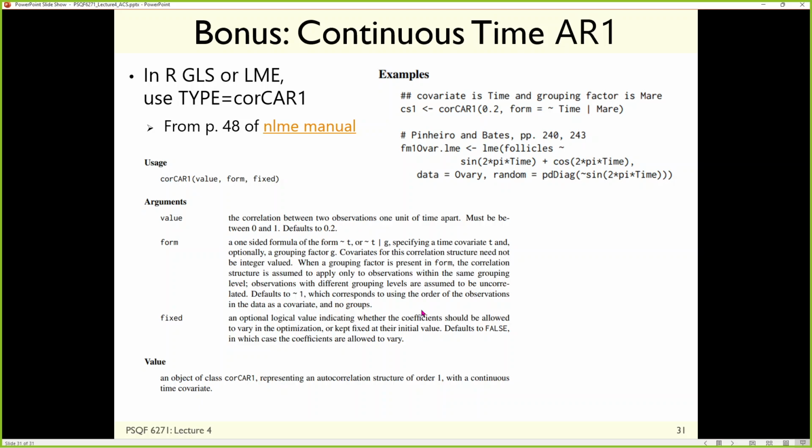Stata does not have this as far as I could find. At least not in mixed. It might be in some other routine that I'm not as familiar with.